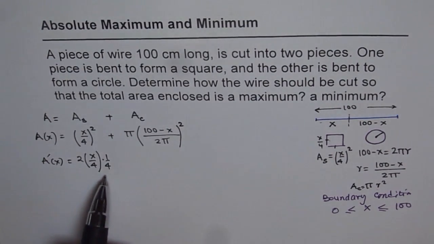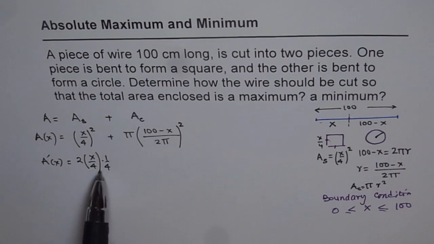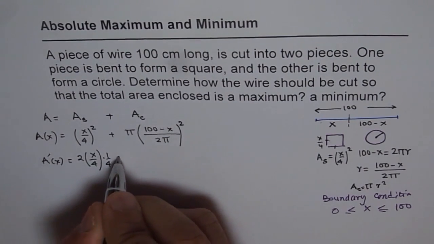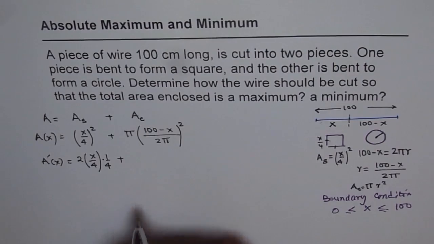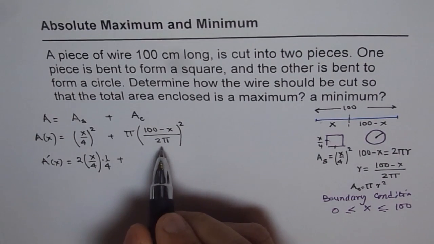At times students find this difficult. In that case, what you can do is open the bracket and then you get x square over 16. So the derivative will be 2x over 16, the same value which we are getting here. Now I have applied the power rule of a function, okay? Now here again I'm using the same rule.